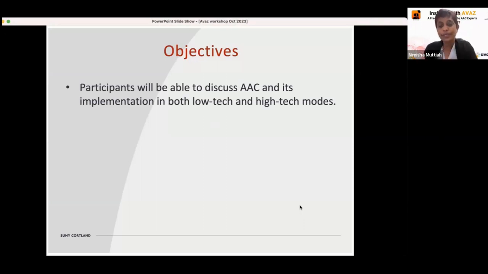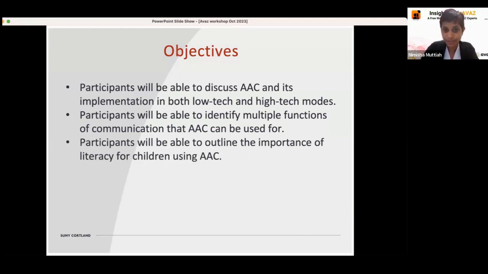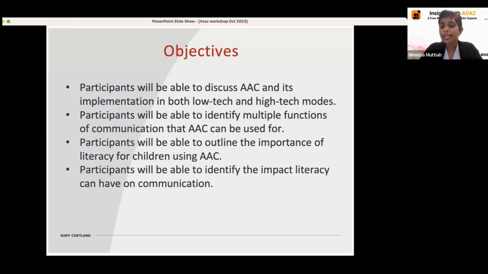Just quickly, some of the objectives that I'm hoping you will be able to learn about by the end of this session: the role of AAC, both low-tech and high-tech, and the implementation of it, and to identify multiple functions of communication through AAC. I found that a lot of people are very good at starting off with AAC, and we use it very well for requesting, but how do you take your child beyond requesting to other functions of communication? You'll also be able to start to identify the role of literacy for children who use AAC and how important that role is, and also to see a little bit about the impact that literacy can have on a child's communication.